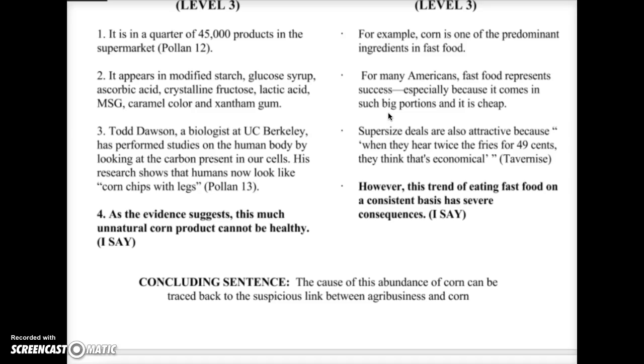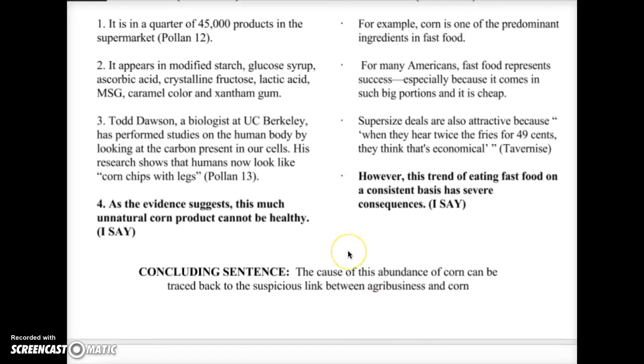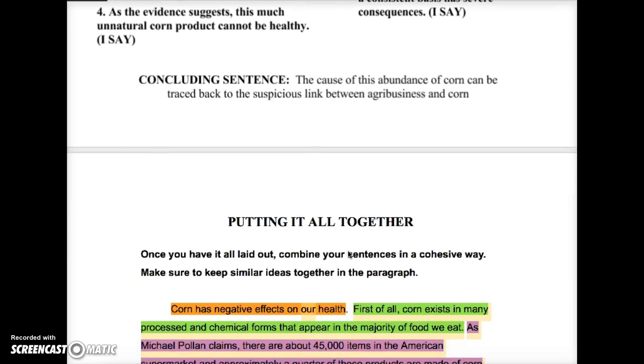Lastly, you need your concluding sentence. The concluding sentence wraps up the body paragraph, and you don't always have to lead into the next paragraph, but that's what I'm doing here. I say, the cause of this abundance of corn can be traced back to the suspicious link between agribusiness and corn. So that's leading you into the next paragraph, which will be about the agribusiness relationship to corn.